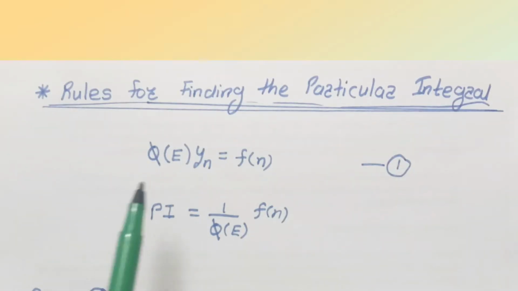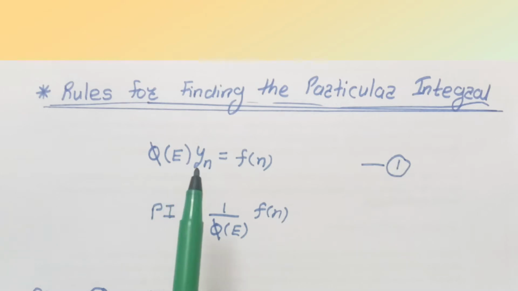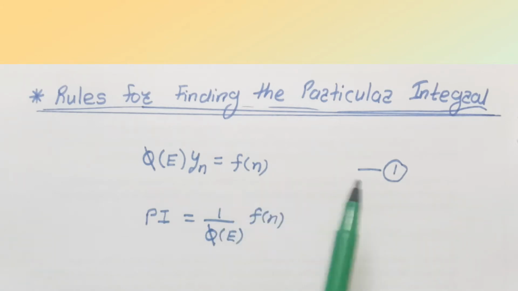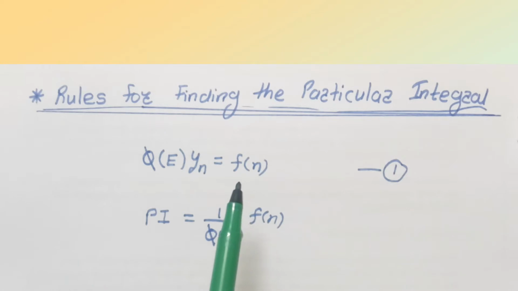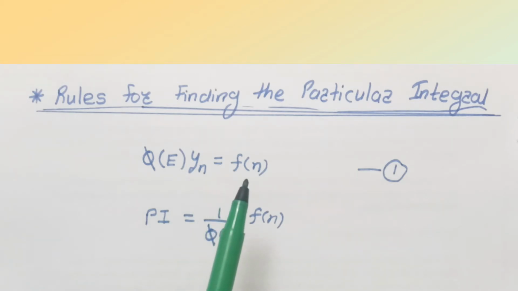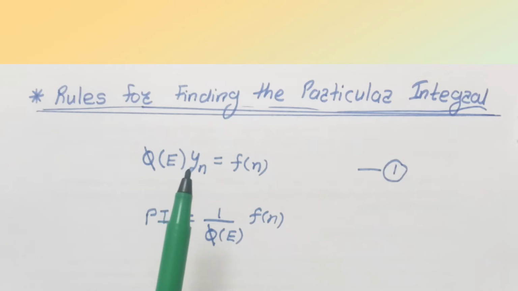See here, phi(E) y_n equals f(n). Here phi(E) is a function of E, and we are considering this a linear difference equation, so we call this equation number 1. For this, if we take the left hand side equal to 0, that is called a homogeneous difference equation. Corresponding to the left hand side, we get the complementary function, that is CF, and we find its value. And if it is not equal to 0, if there exists any function on the right hand side, then we need to find the particular integral.